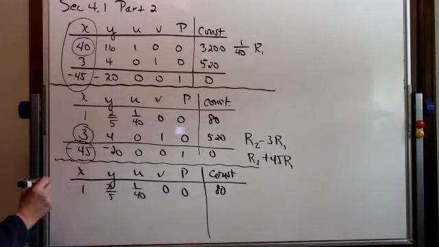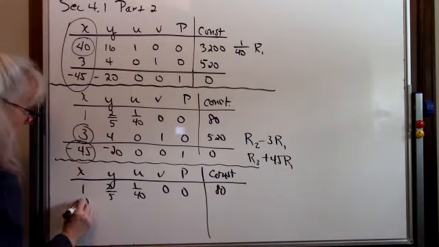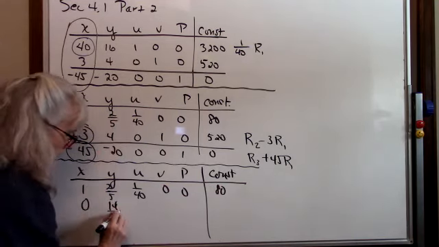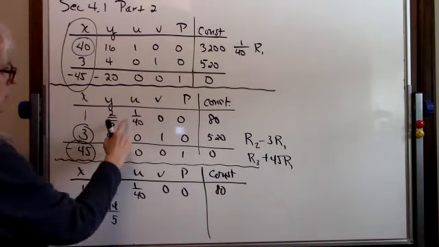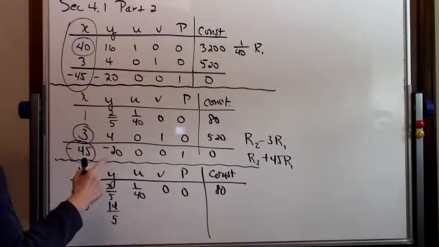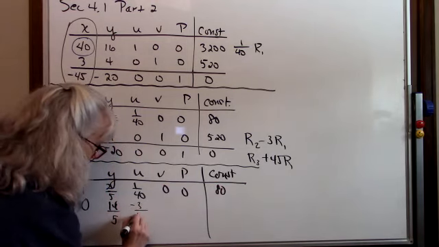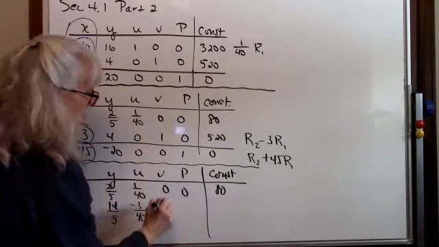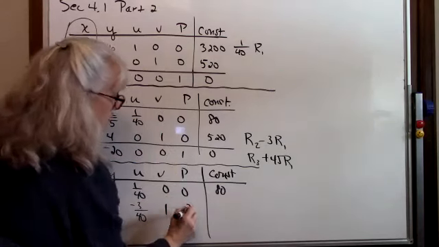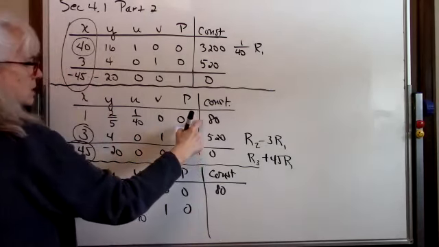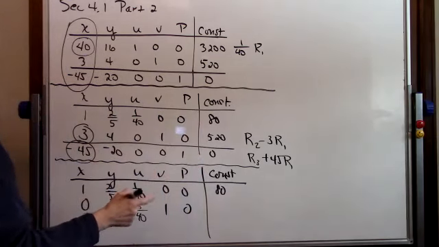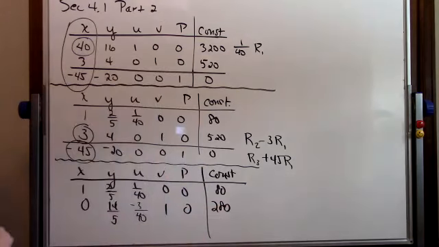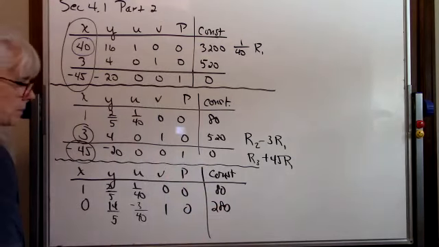We're going to end up with 3 minus 3, which is 0. 4 minus 3 times 2/5 gives me a 14 over 5. 0 minus 3 times 1/40 is going to give me a negative 3 over 40. We have 1 minus 3 times 0, which is 1. We have 0 minus 0, which is still 0. 520 minus 3 times 80. 3 times 80 is 240. Subtracted from the 520 is 280. So you're going to see some fractions popping in here.